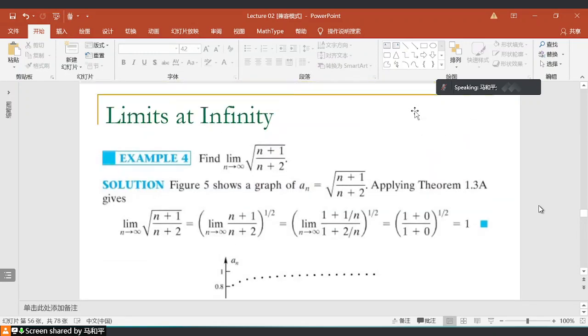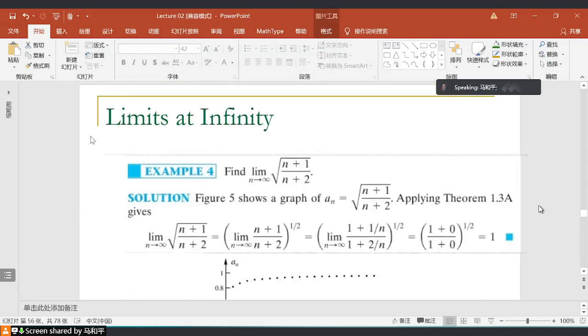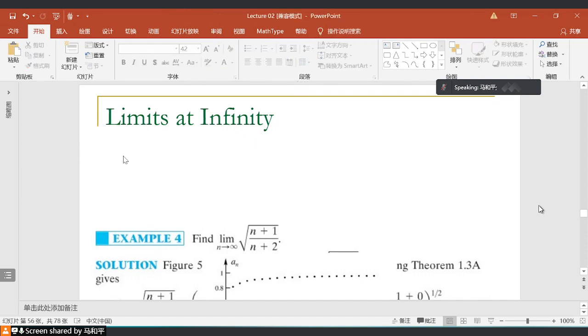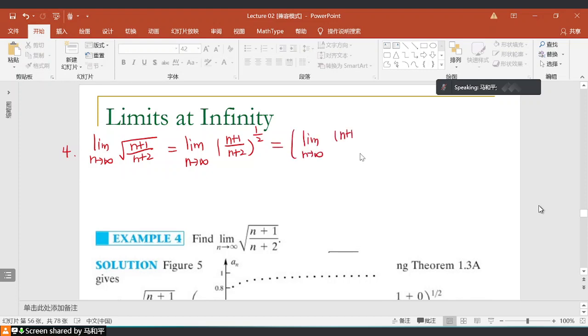Here, this one, we can find the limit. Example 1 and example 4: the limit of n plus 1 over n plus 2. By the limit theorem, we can write the power as 1 over 2. We first find the limit of n plus 1 over n plus 2, and then apply the power 1 over 2. We use the limit theorem.